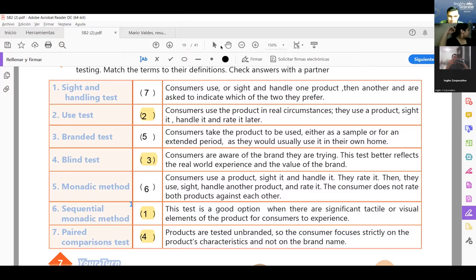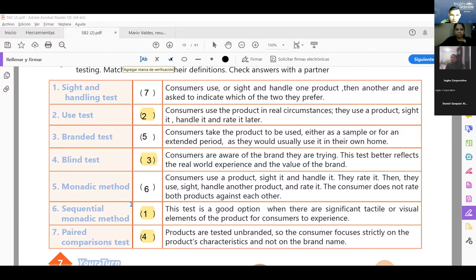Okay, Dave, for example, let's suppose you have a product. Then you put the product in real circumstances, in a real environment. You use the product, and after that, you give your opinion about the product. That is a monadic method.